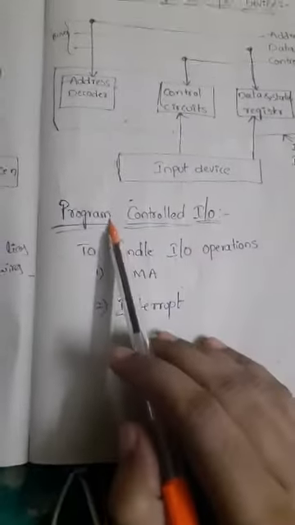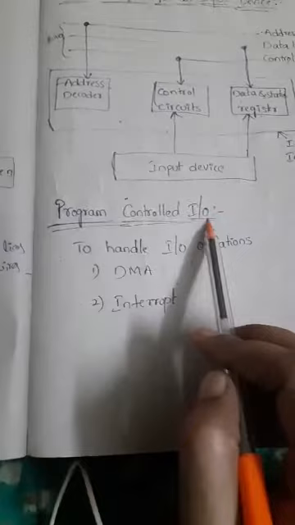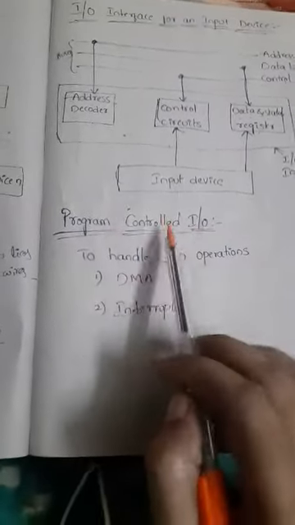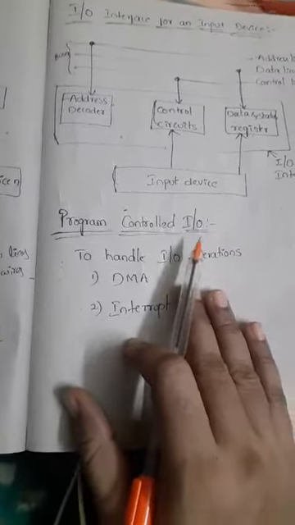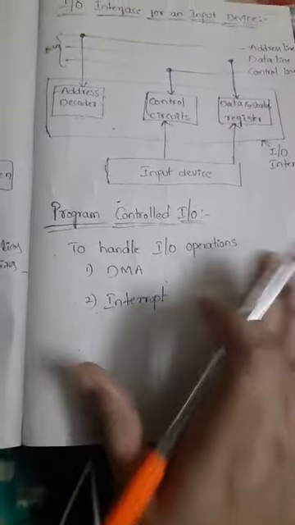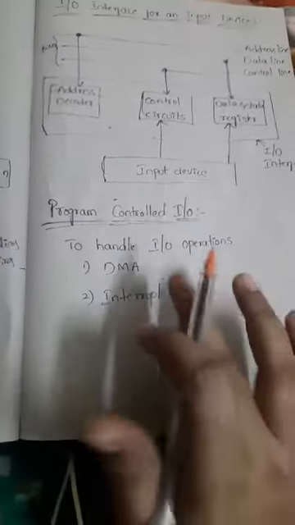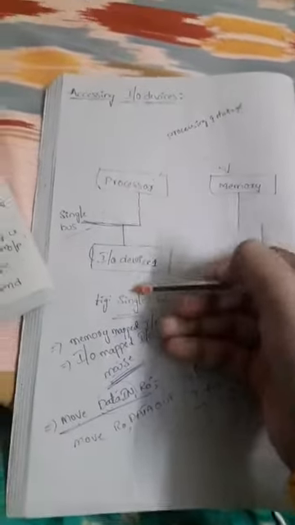Okay, in this class we are going to discuss the next concept, that is programmed controlled IO. That means program controlled input output devices. Here the processor repeatedly checks the status flags to achieve the required synchronization between the processor and input output devices. So here the operation will always be performed between input output devices and the processor, right?